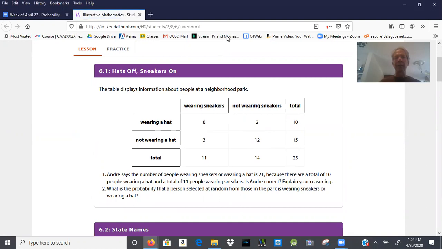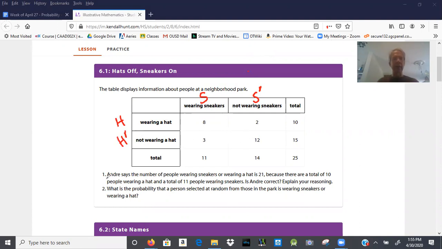And let me get my annotation tool up here. All right. So one of the ways we could also call this set S, which means wearing sneakers. The complement of set S, or S prime, is a way to say not wearing sneakers. The same way we could call this H for hat, and this would be the complement of H, or H prime, which is not wearing a hat.